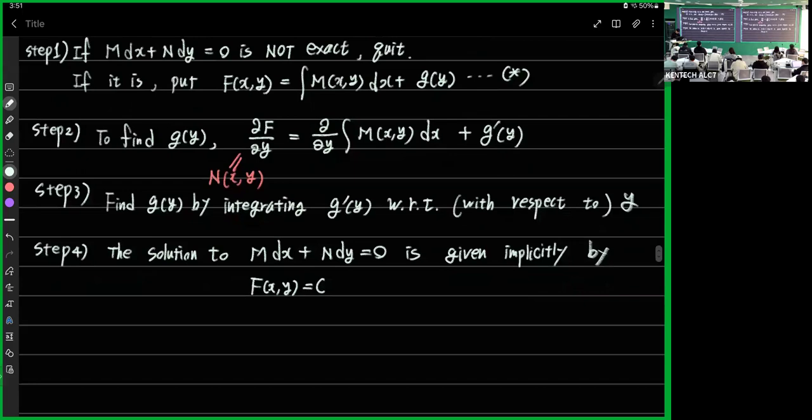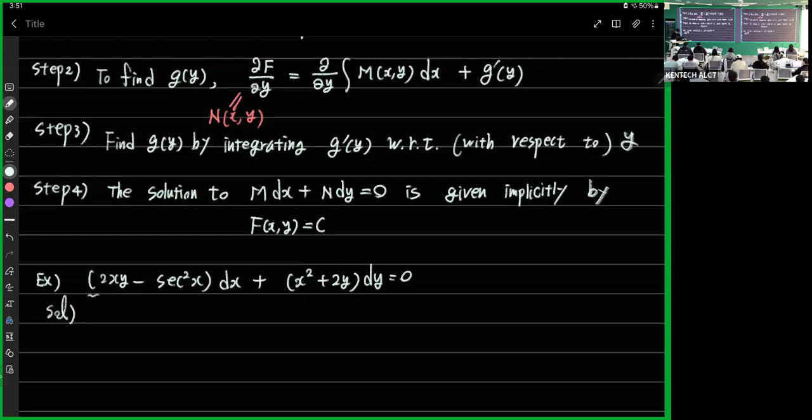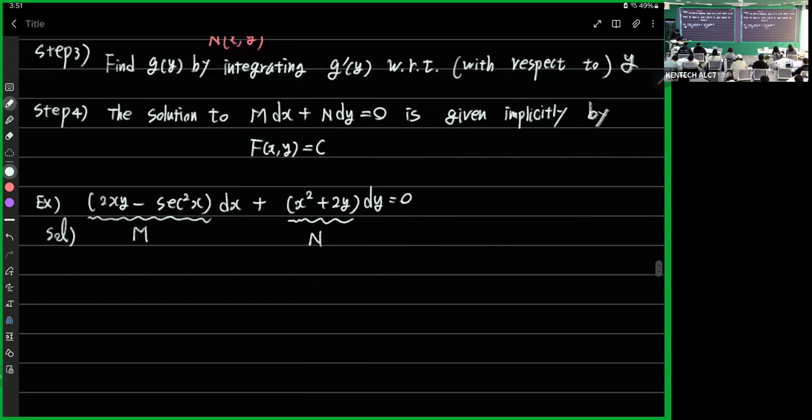Here's an example. So 2xy minus secant square x dx plus x squared plus 2y dy equals 0. So here's the solution. This is M, this is N. Okay. Good. All right.